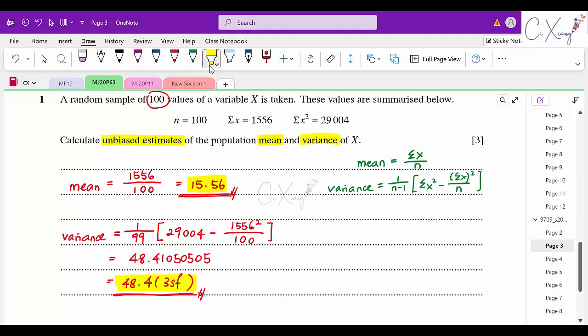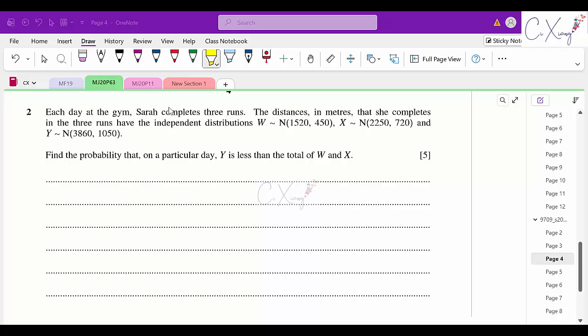Right, so this is how we answer question number 1. Now question number 2. Each day at the gym, Sarah completes 3 runs. The distances in meters that she completes in the 3 runs have independent distributions. We have 3 variables here. One is named W, which is normally distributed. X is also normally distributed, and Y is also normally distributed. We have all normally distributed variables here.